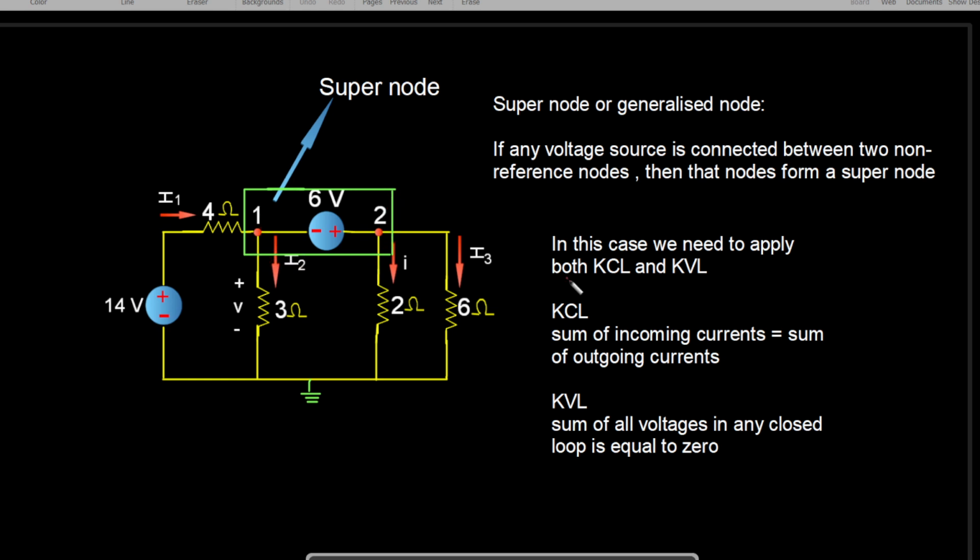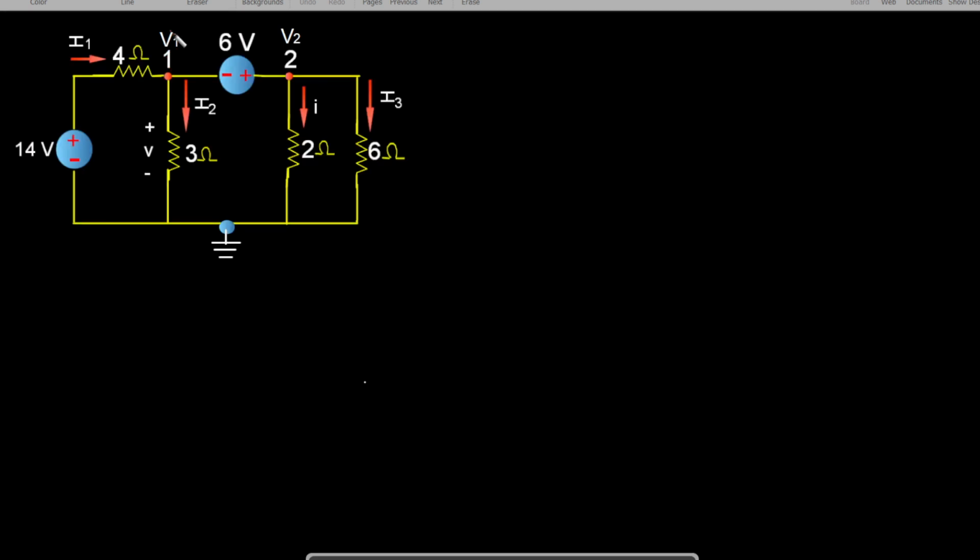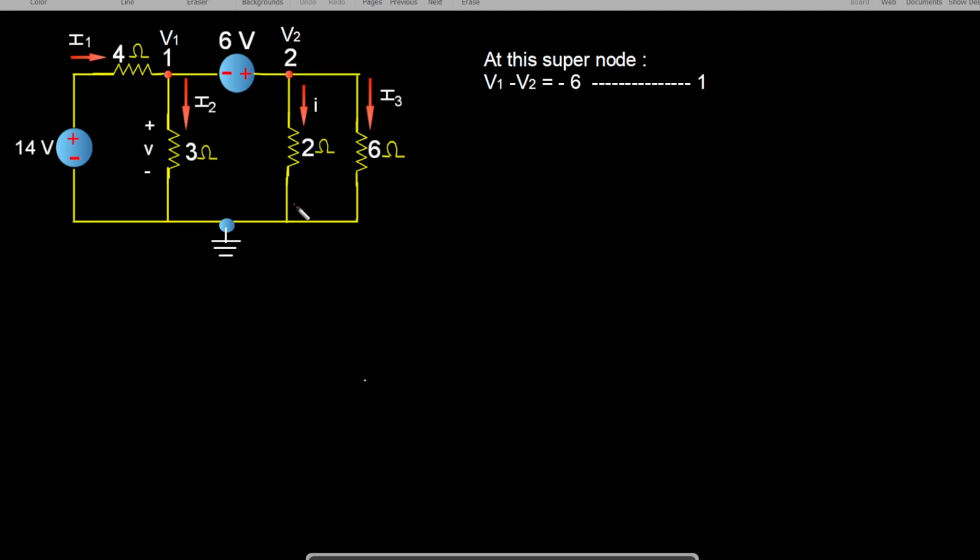So in this case we need to apply both KCL and KVL. We already know the statement of KCL: the sum of incoming currents is equal to the sum of outgoing currents. And for KVL, the sum of all voltages in any closed loop is equal to 0. Other than that, we are applying Ohm's law also. We have noted the voltage at node 1 as V1 and node 2 as V2. Now we'll try to solve this problem.